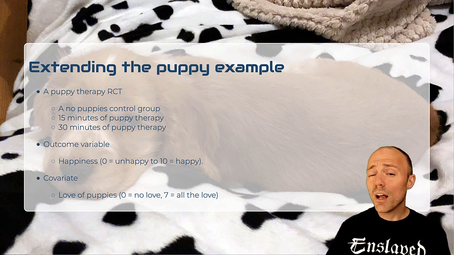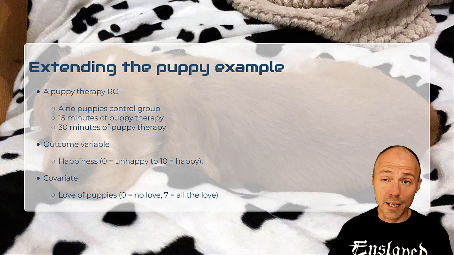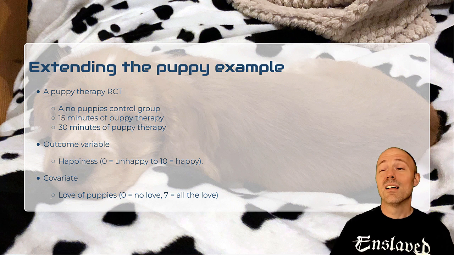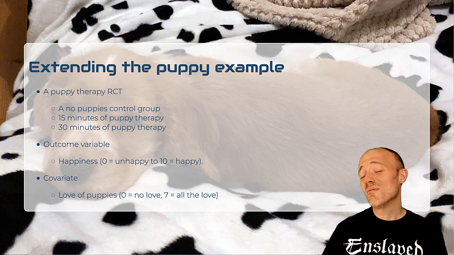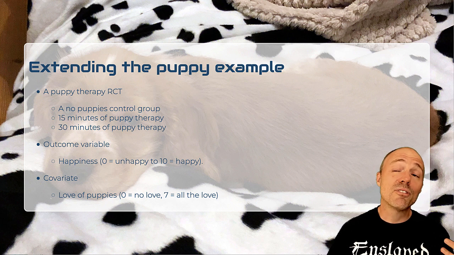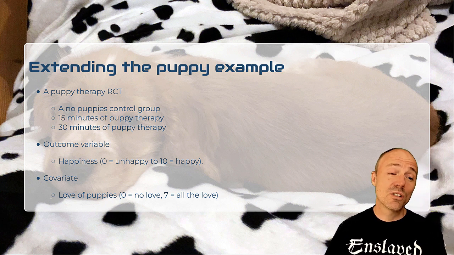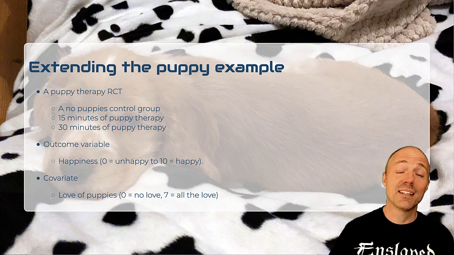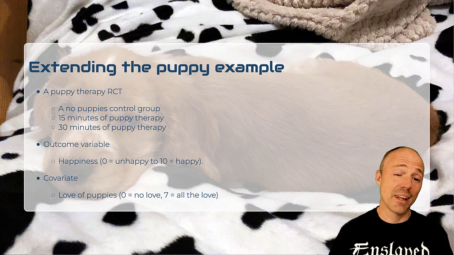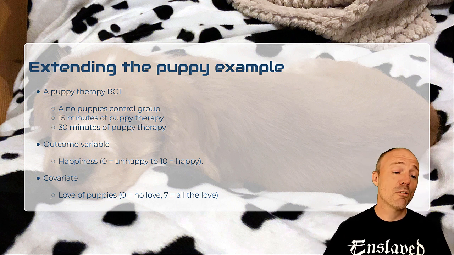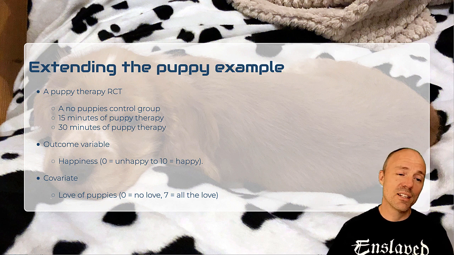So if someone gives me 15 minutes of quality time with a puppy, my happiness is gonna go up. But if I was the kind of person who didn't like puppies, 15 minutes with a puppy, at best might make me meh. You know, this hasn't changed my mood at all. If I was actively frightened of puppies or dogs, then that would be the equivalent of me going to tarantula therapy. That would not make me happy at all. That made me very unhappy. So we might decide to measure love of puppies because we would expect love of puppies to have some kind of effect on whether this treatment actually works.